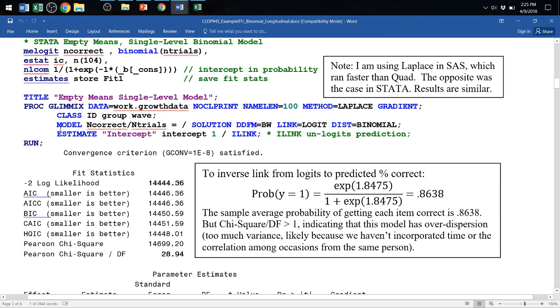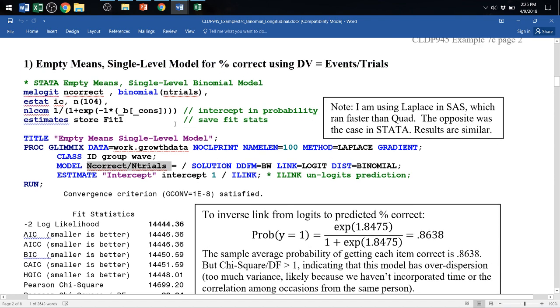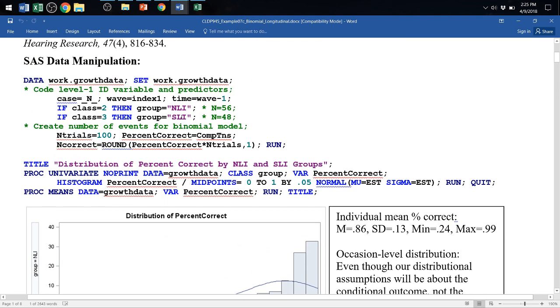So here is the syntax. There's a few twists to this. Link equals logit, you know that one. Dist equals binomial, you know that one. The new part: you give it a ratio of two variables as your DV. And you're like, what's that? Well, binomial is not actually for proportion correct outcomes. It's for number correct out of a certain number possible. So that's the format that SAS wants you to read it in, and other programs as well.